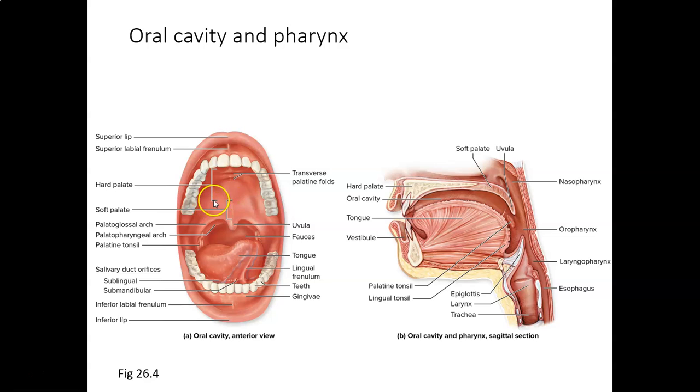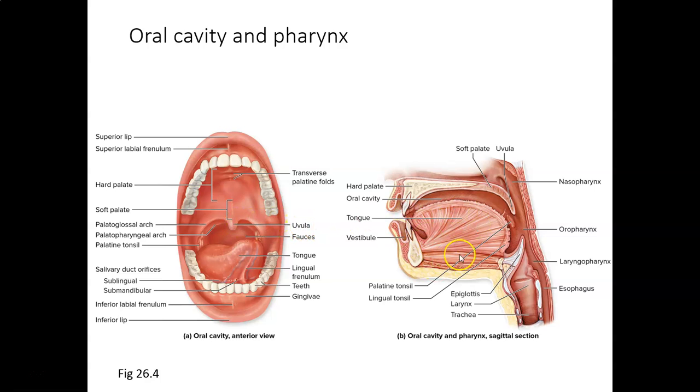Then you need to be able to identify the hard palate, the bony part on the top roof of the oral cavity. Behind the hard palate is the soft palate, the non-bony part. Behind the soft palate, you have this little protrusion called the uvula.